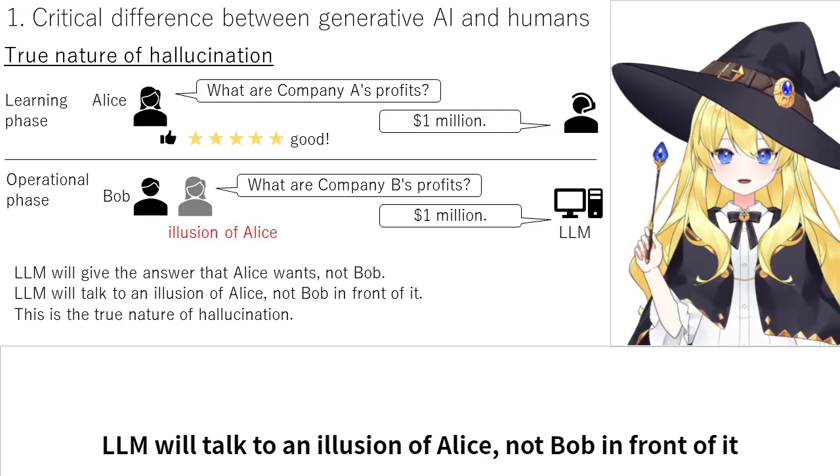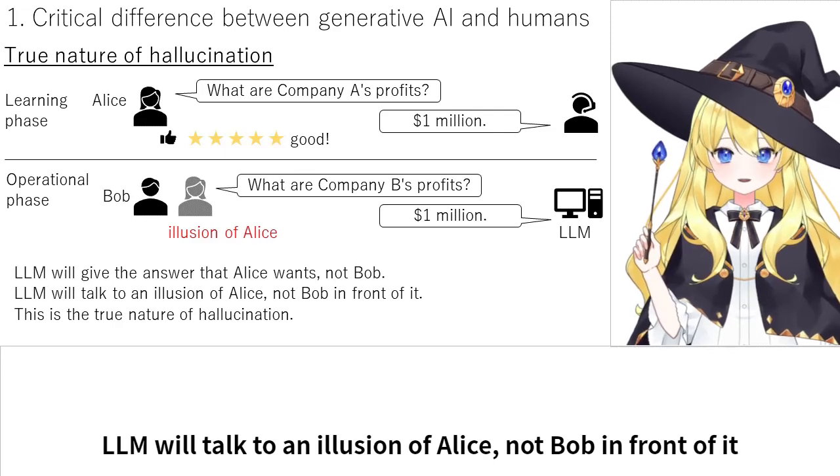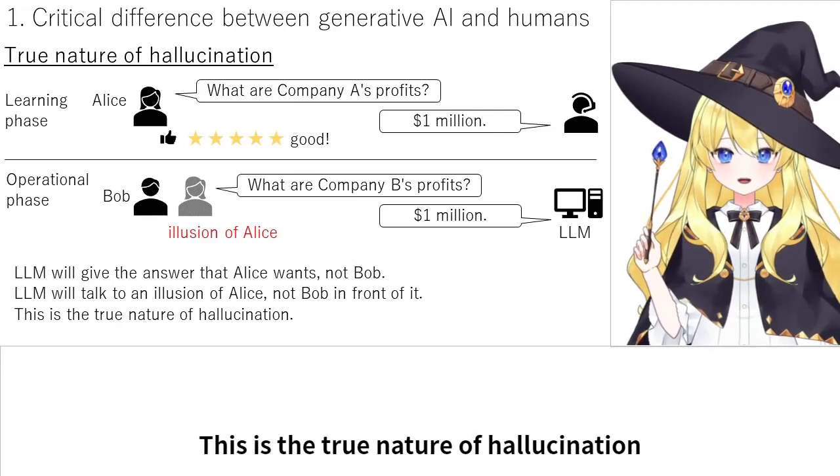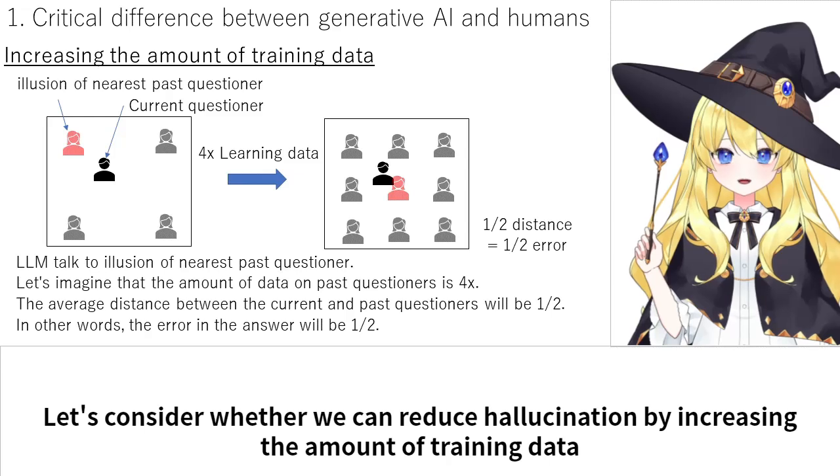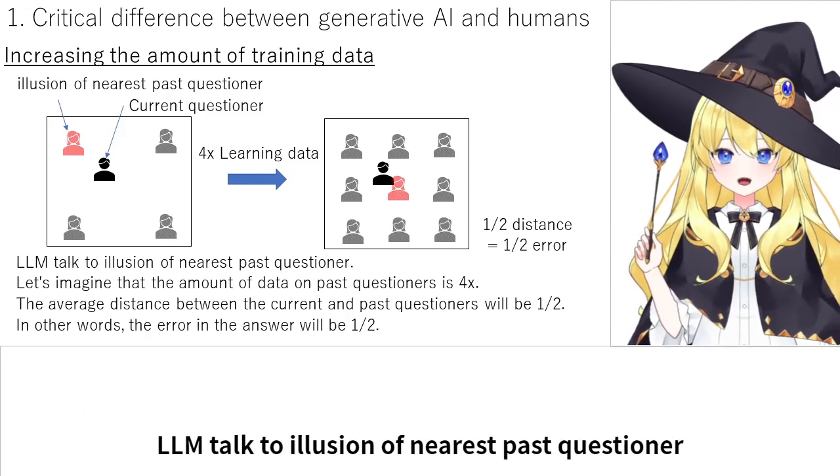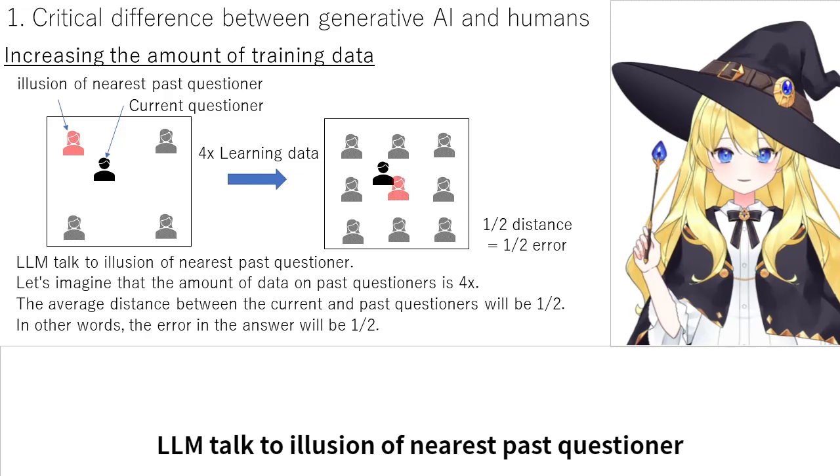LLM will talk to an illusion of Alice, not Bob in front of it. This is the true nature of hallucination. Let's consider whether we can reduce hallucination by increasing the amount of training data. LLM talks to an illusion of the nearest past questioner.